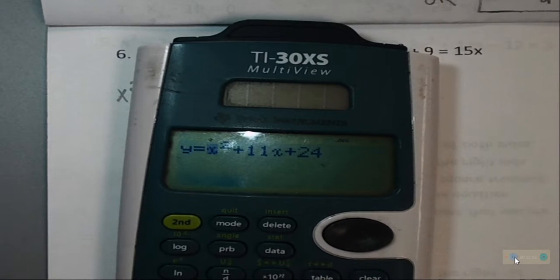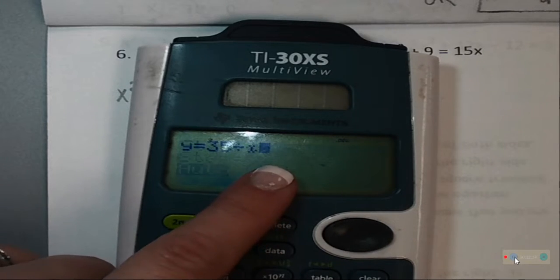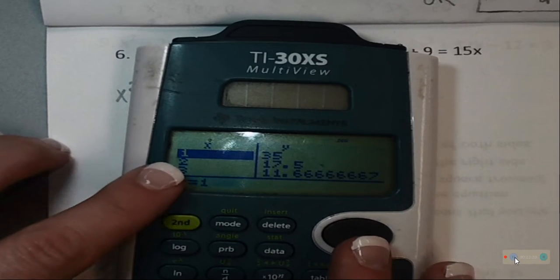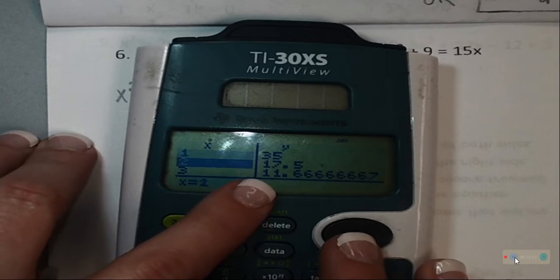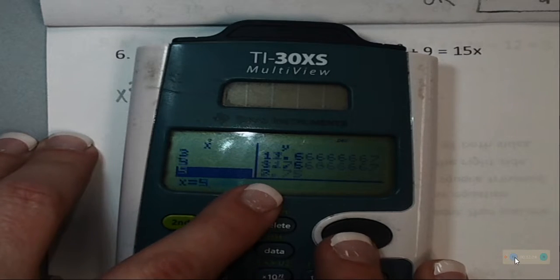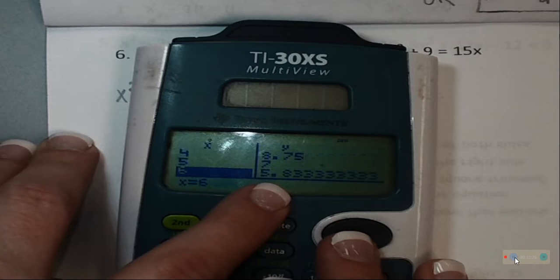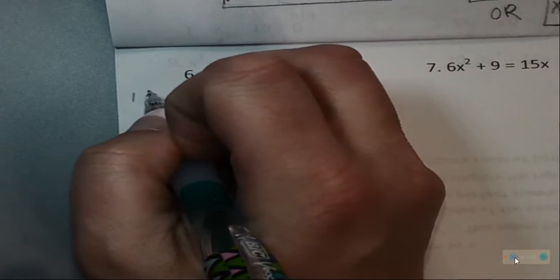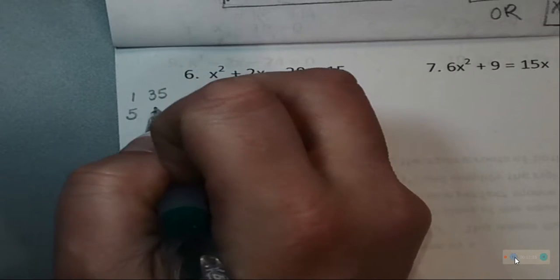We do table. I erase whatever's in there. If I want to know the factors of 35, what do I type? 35 divided by x. X is going to change, and I'm not going to worry about negatives because I'm going to handle the negatives. So I've got 1 and 35. I don't write down any of these fractions. I've got 5 and 7, and by then it starts to repeat. So all I've got is 1 and 35 and 5 and 7.